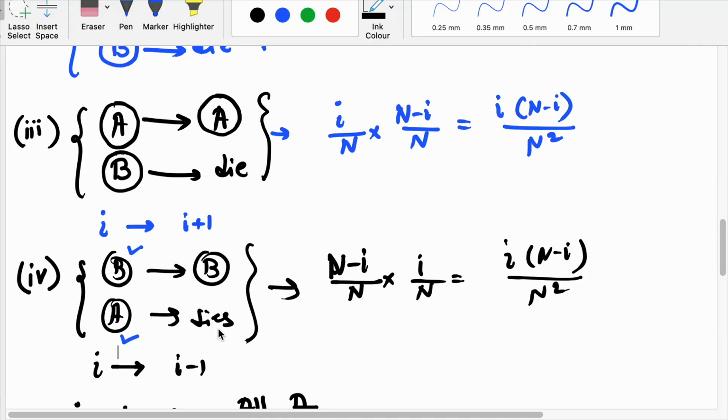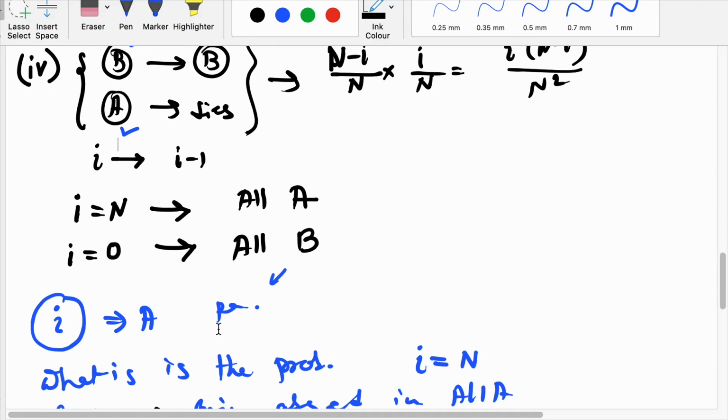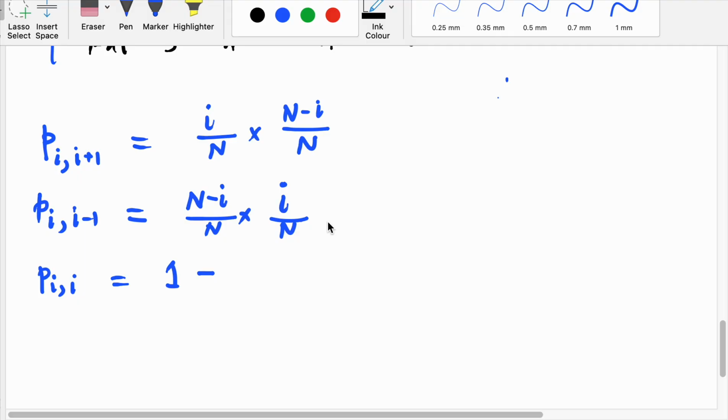So now, one A type of individual dies. Oh, now I see. I minus 1. Yes, it's okay now. So this will be P I to I plus 1.